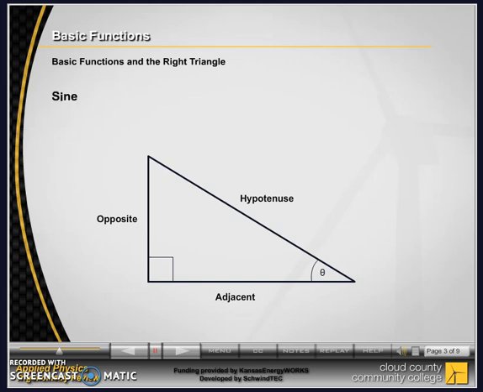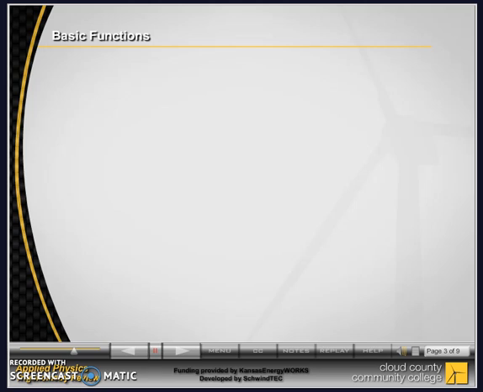The sine of an angle is the ratio of the side opposite the angle over the hypotenuse. The cosine of an angle is the ratio of the side adjacent to the angle over the hypotenuse. The tangent of an angle is the ratio of the side opposite the angle over the side adjacent to the angle. A handy way to remember these formulas is the acronym SOHCAHTOA.